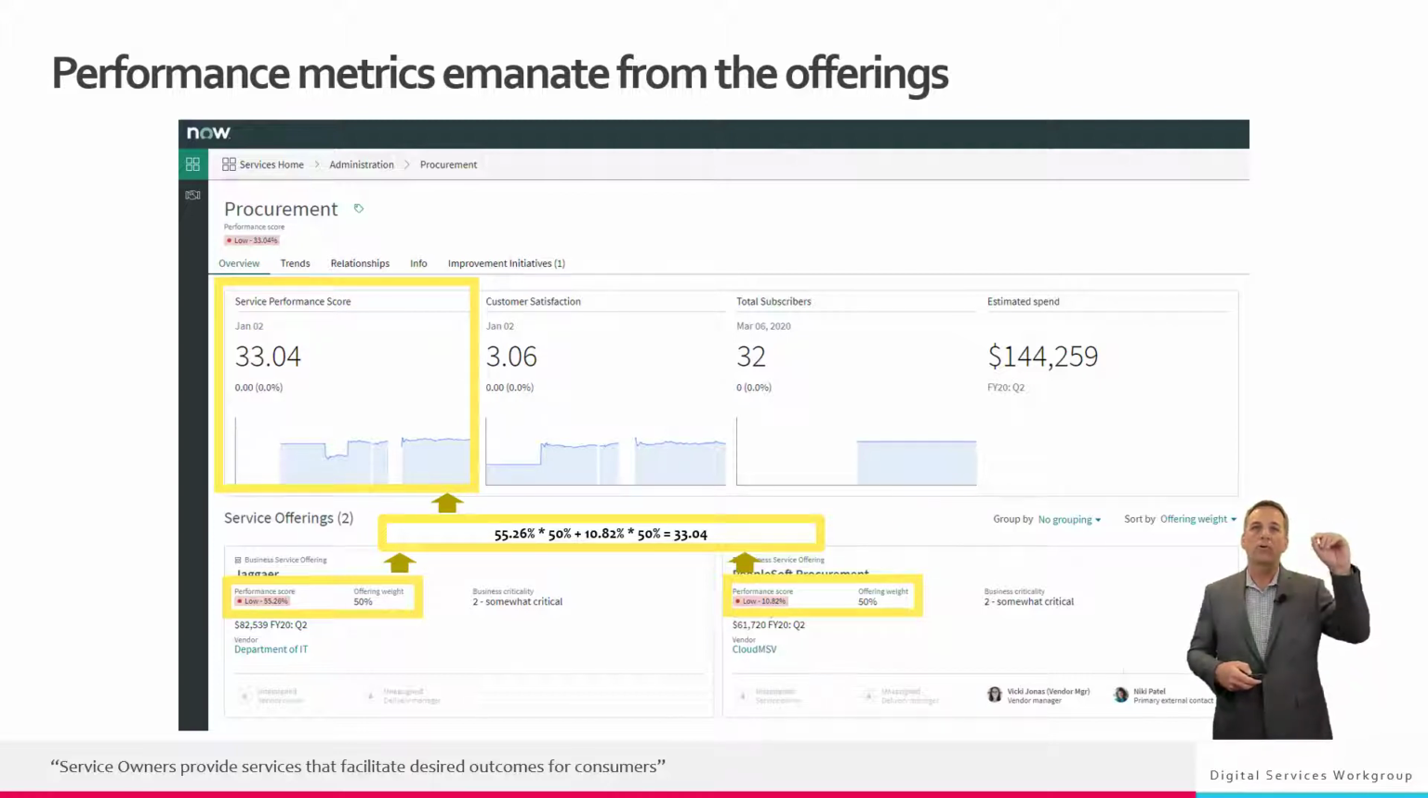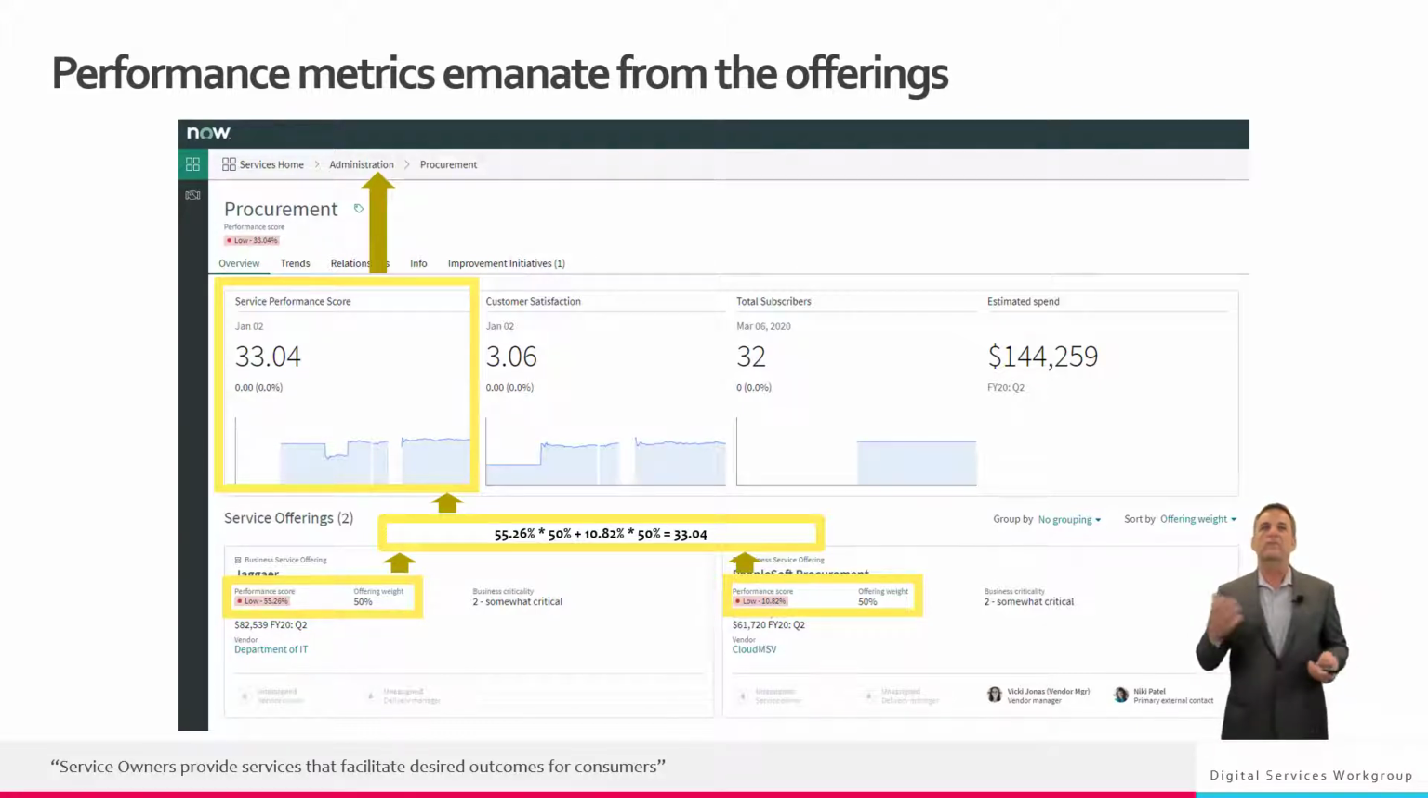For the parent portfolio, the services are also weighted because some may be more critical or more important than others. We can't see the weight of this service from here. In this case, the 33.04 would roll up to the administration portfolio. A weight would be applied to it, just like the weight was applied underneath to those individual offerings that we talked about.